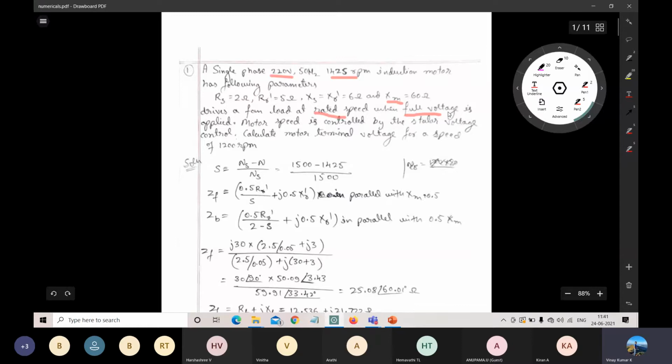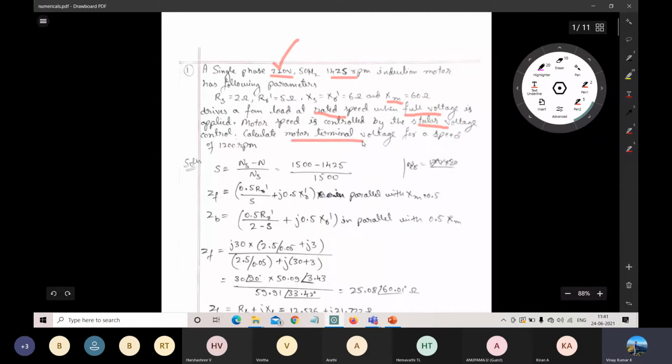So yesterday I have discussed SVC, by controlling the stator voltage, that is by controlling the 220 volts. We need to calculate the motor terminal voltage for 1200 rpm. So this is the voltage for 1425 rpm, and we need to calculate the same thing for 1200 rpm.